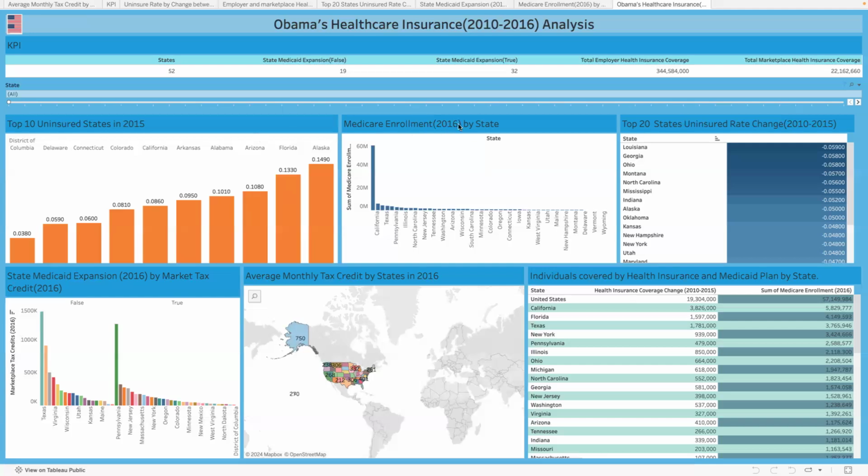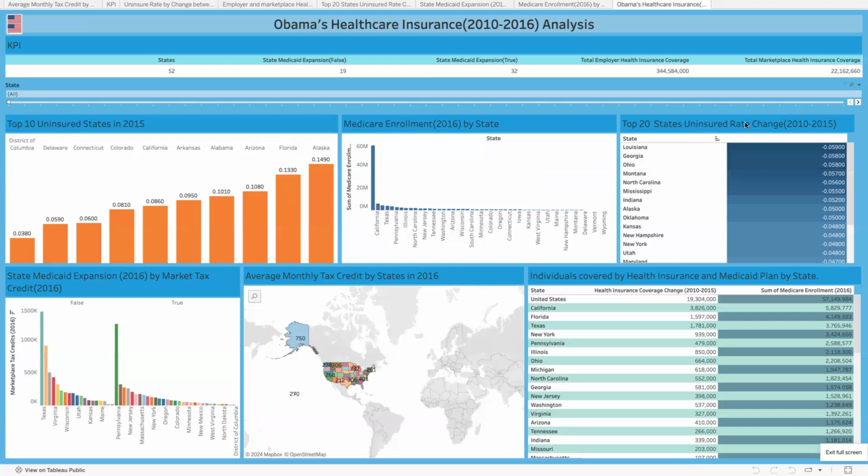Then the Medicaid enrollment by states. This first one is for the whole of the United States. The state that adopted the Medicaid program with the highest population of enrollments is California, then Florida, then Texas, and others.